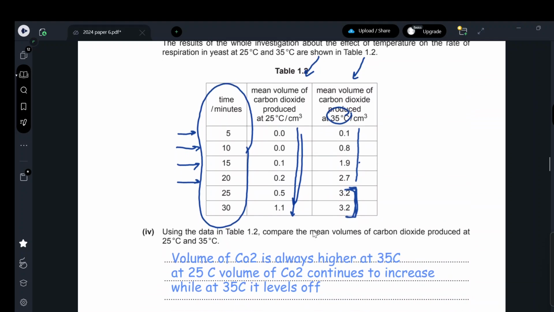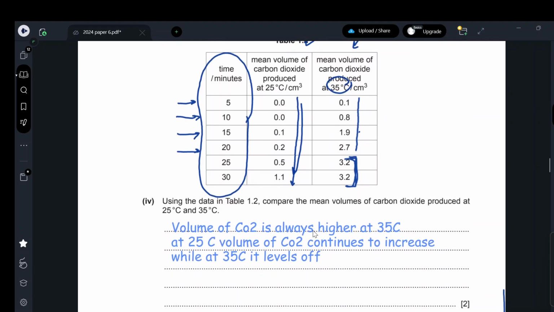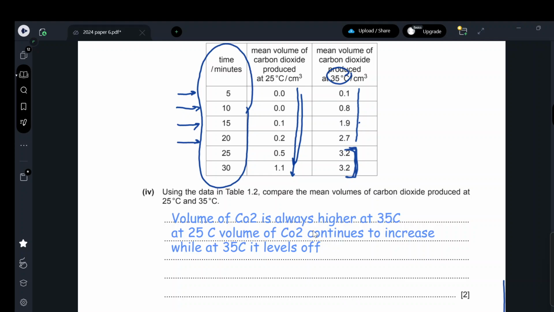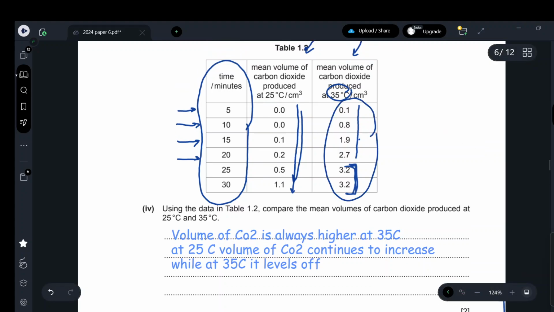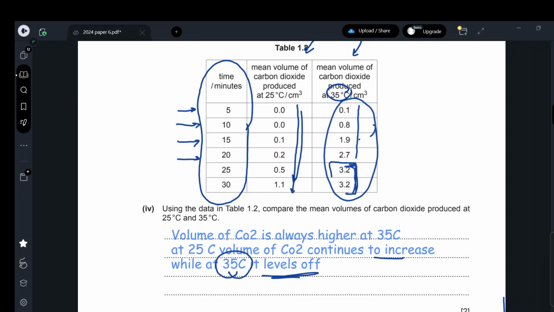This is how you compare. Any comparison, any two comparisons between the two sets of data. Volume of carbon dioxide is always higher at 35 degrees Celsius. At 25 degrees Celsius, volume of carbon dioxide continues to increase, while at 35, it levels off. It means that it becomes constant at the end.